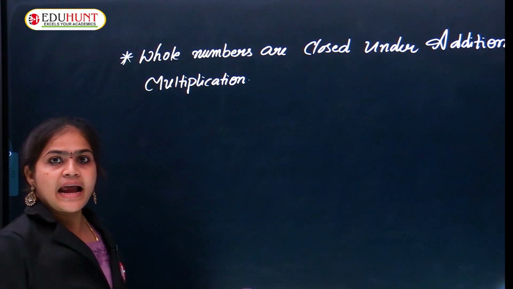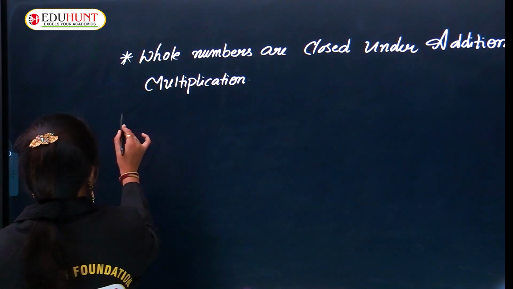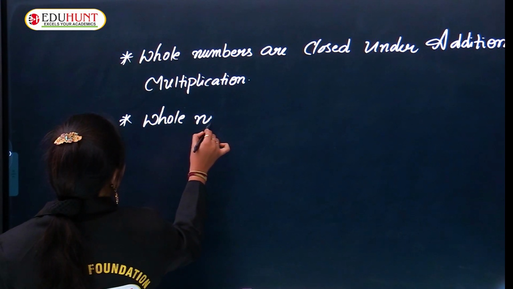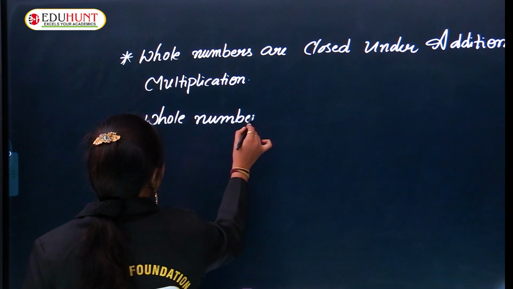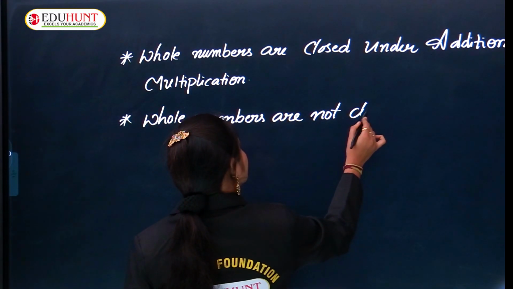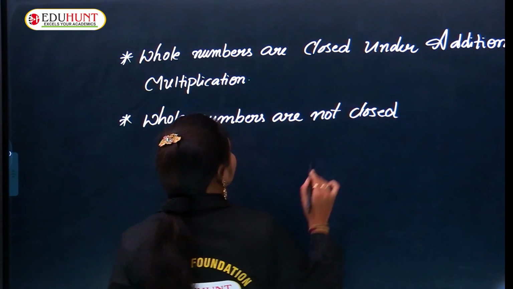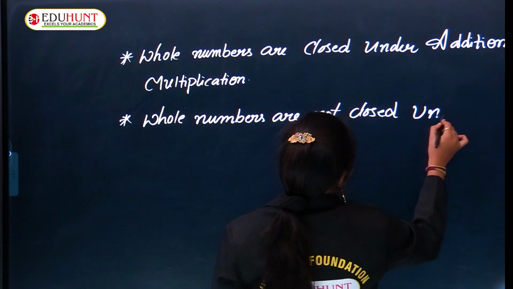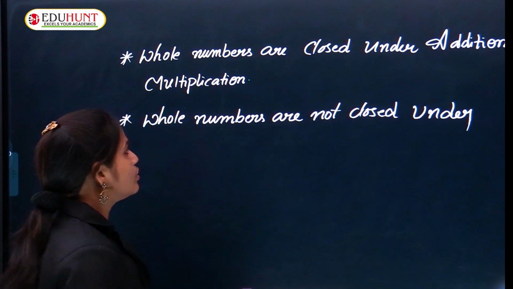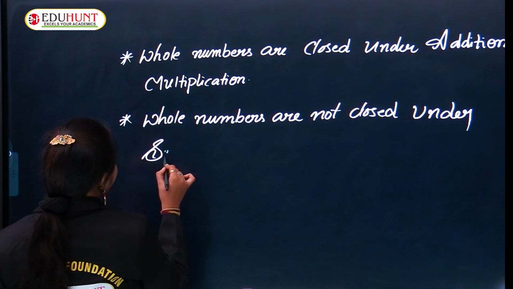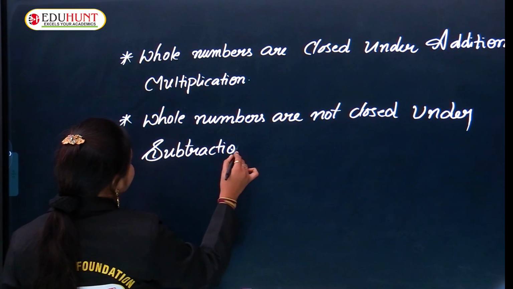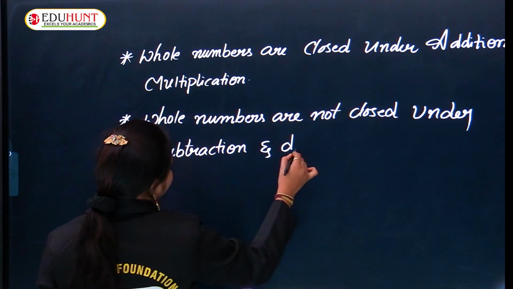That's it. And in the same way, whole numbers are not closed under. Closed means closure property, already I told you, no? Not closed under. Which two fundamental operations are not satisfying here? Not closed under subtraction and division.